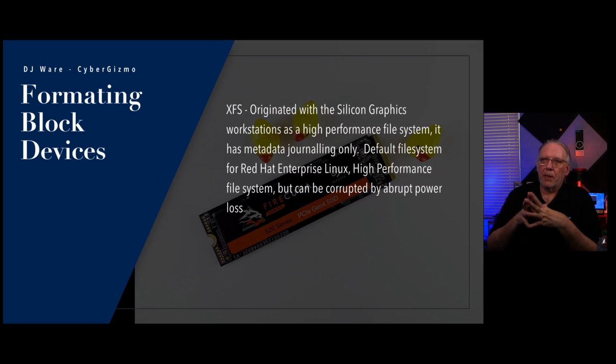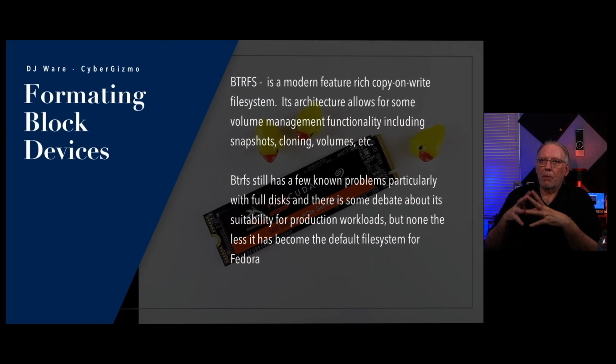XFS originated from Silicon Graphics workstations, and that is a high performance file system. A lot of its performance comes from the fact that it does journaling, but it only does metadata journaling. It doesn't do data journaling like ext4 does. So it's a high performance file system, but it comes at a cost. It is the default file system used on Red Hat Enterprise Linux, and there's also one problem. Because XFS doesn't journal data, the file system can become corrupted if there's an abrupt power loss. So just be aware of that. They do take a little bit more care. It's a little bit more fragile.